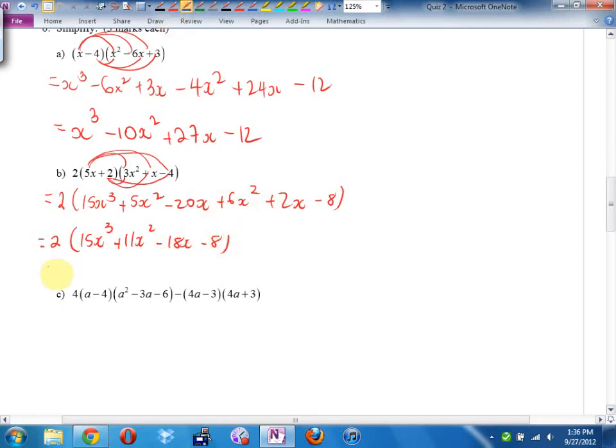Now I'm going to multiply the 2 in. 30x cubed plus 22x squared minus 36x minus 16. Is that right? Yeah? Whew. That much math, that's about the amount of calculations that I start to occasionally make a dumb mistake on. So if you got it wrong, don't feel too embarrassed. 1 mark off for each wrong term, so if you get 3 terms wrong, sorry.